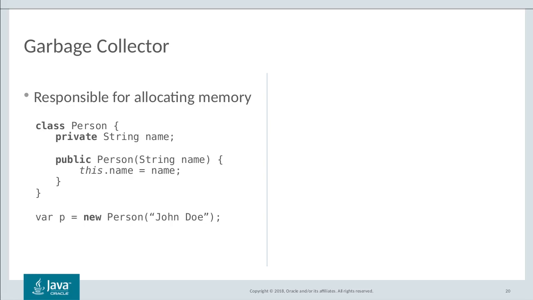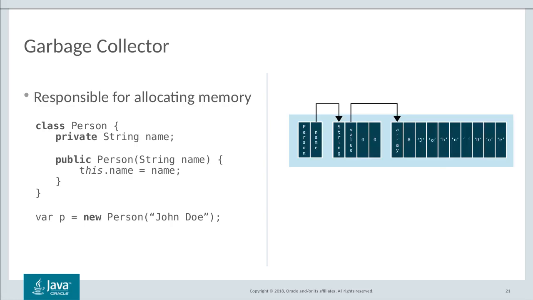So as I mentioned, the garbage collector is responsible for allocating memory. On this slide, I have created a small class Person that has a private field called name and a constructor which allows you to set this name. And a little bit further down in this slide, I create a new Person called John Doe. But what happens when the Java virtual machine executes this instantiation of a new object of class Person?